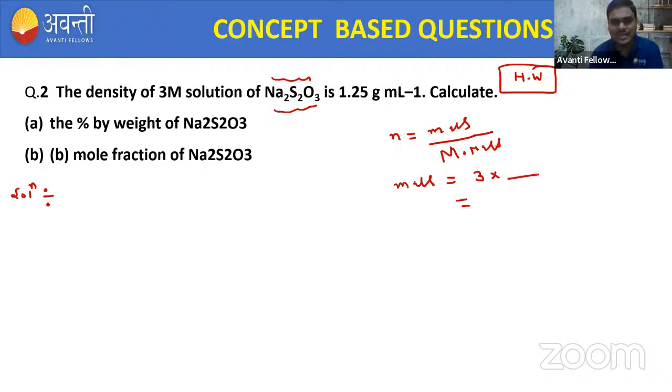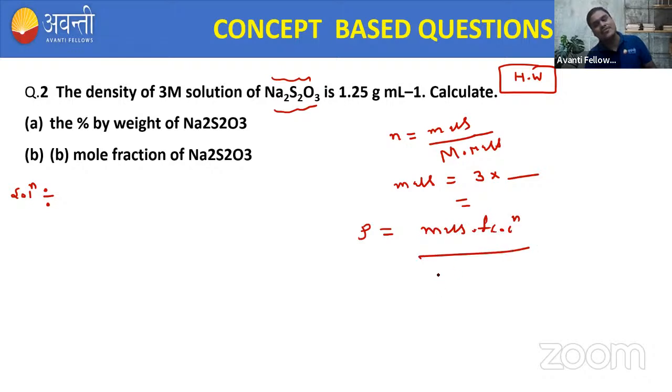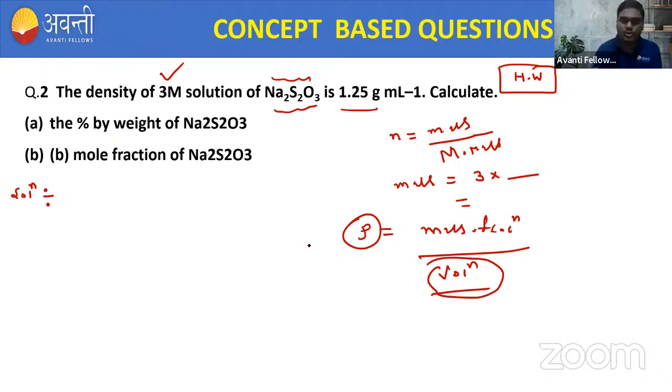You'll get the mass. Now, percentage weight is mass of solute divided by mass of the solution. From where will you calculate the mass of the solution? That is density, because density is already given. Density is equal to what? That is mass of solution divided by volume of the solution. You know the density in this question. You know the volume as well, because a 3 molar solution means 1000 milliliters. So you can easily calculate the mass of the solution.